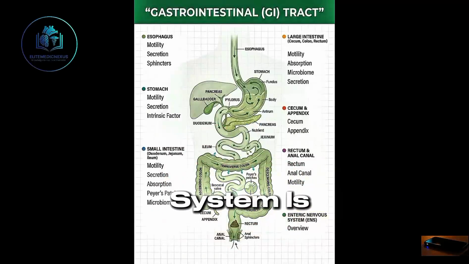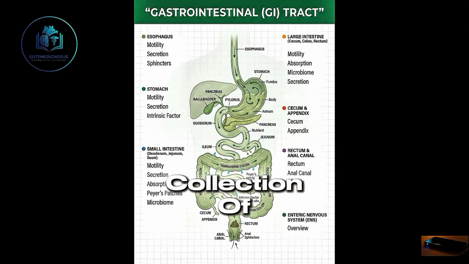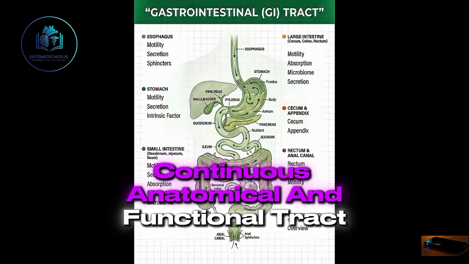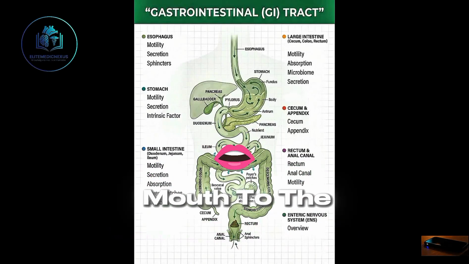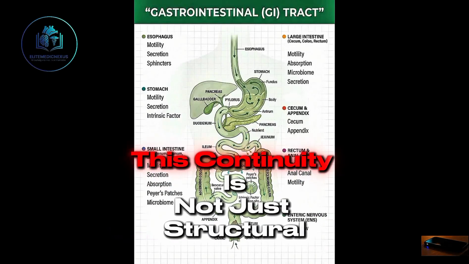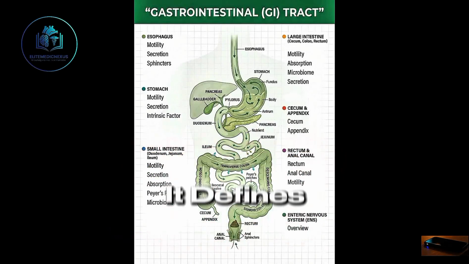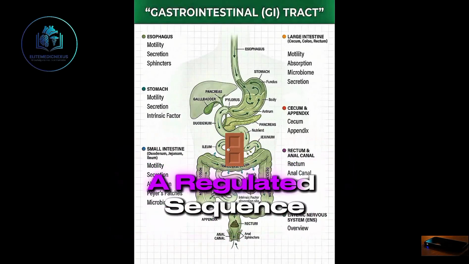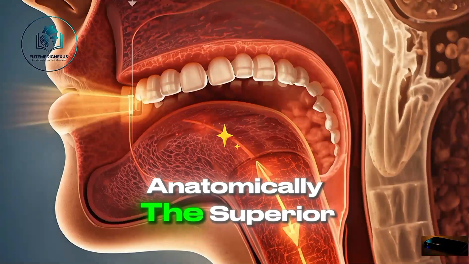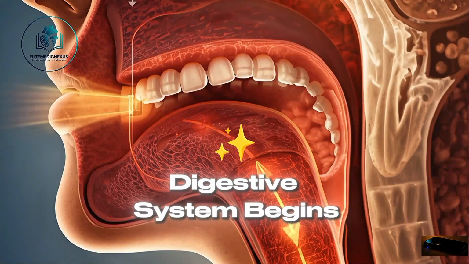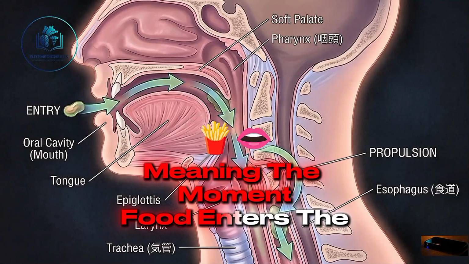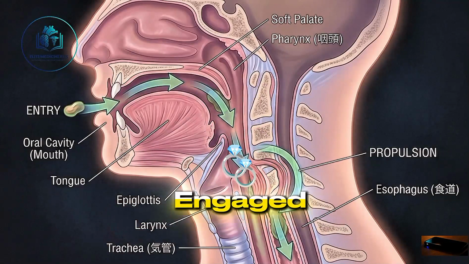The digestive system is often misunderstood as a collection of organs, but in reality, it is a continuous anatomical and functional tract extending from the mouth to the anus. This continuity is not just structural. It defines how nutrients move, transform, and exit the body in a regulated sequence. Anatomically, the superior boundary of the digestive system begins at the oral cavity, meaning the moment food enters the mouth, the system is officially engaged.